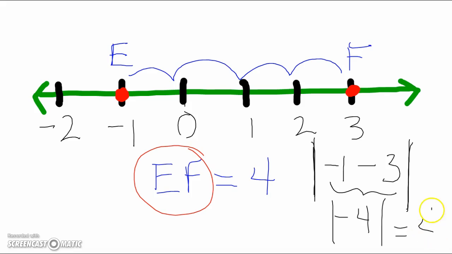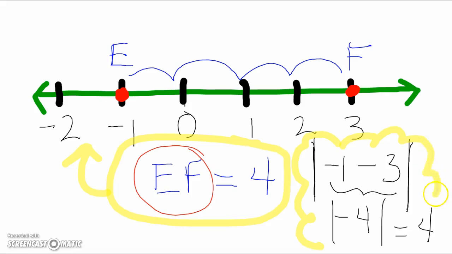is +4. So whether you look at it visually, like we did here, using the picture and counting the spaces, or whether you focus on it mathematically like we did here, doesn't matter. You're going to get the same distance. Now that's as simple as distance can be.